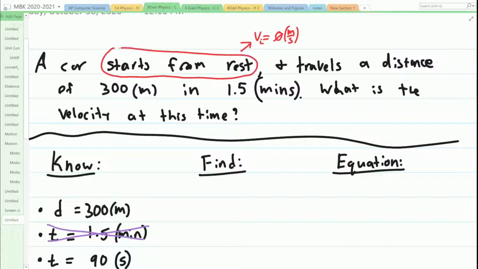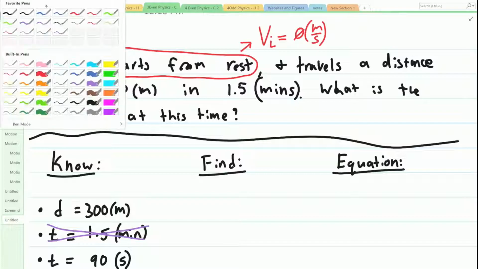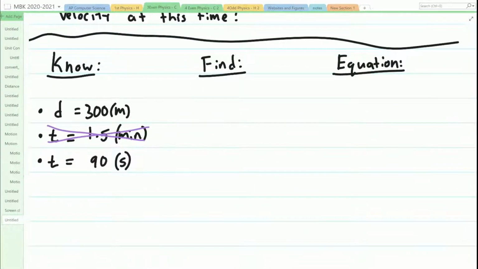So if it starts from rest, our initial velocity is equal to 0 meters per second. Even though there's no number given, if we read the problem correctly, it can give us information. So with that, I'm going to put this down here. My initial velocity is 0 meters per second. Cool. So we've got displacement, we have time, and we have initial velocity. That's what we're given.